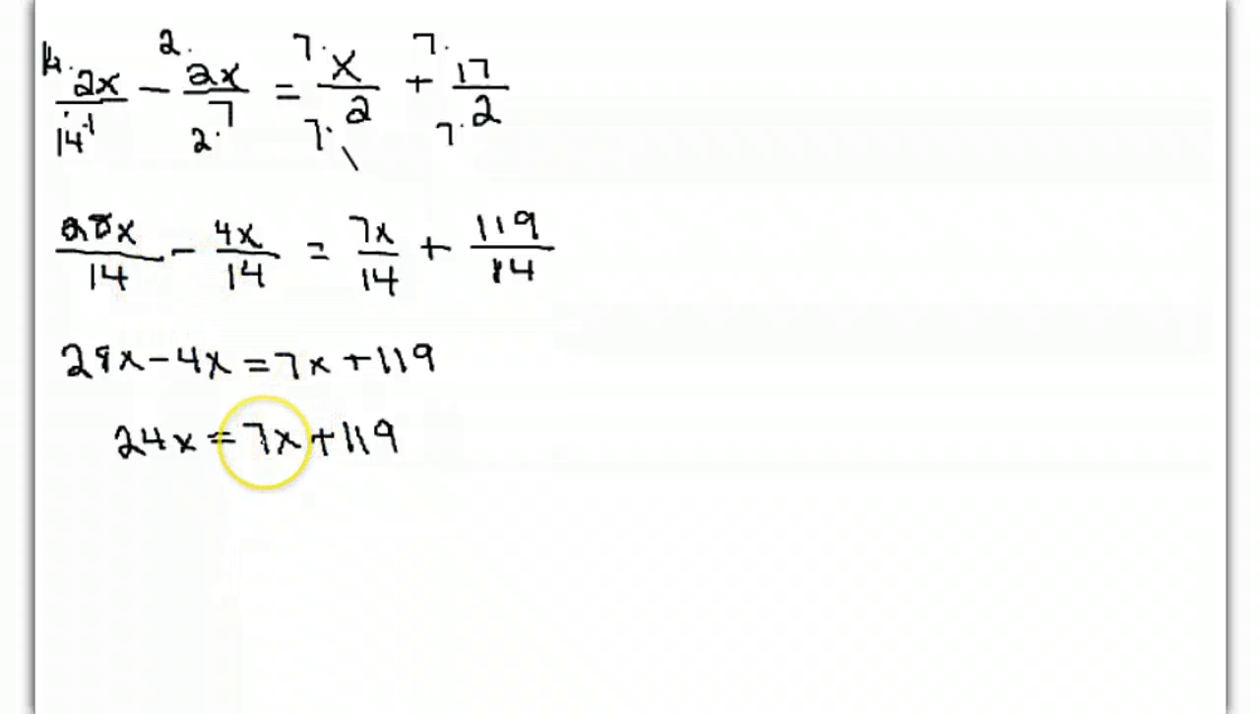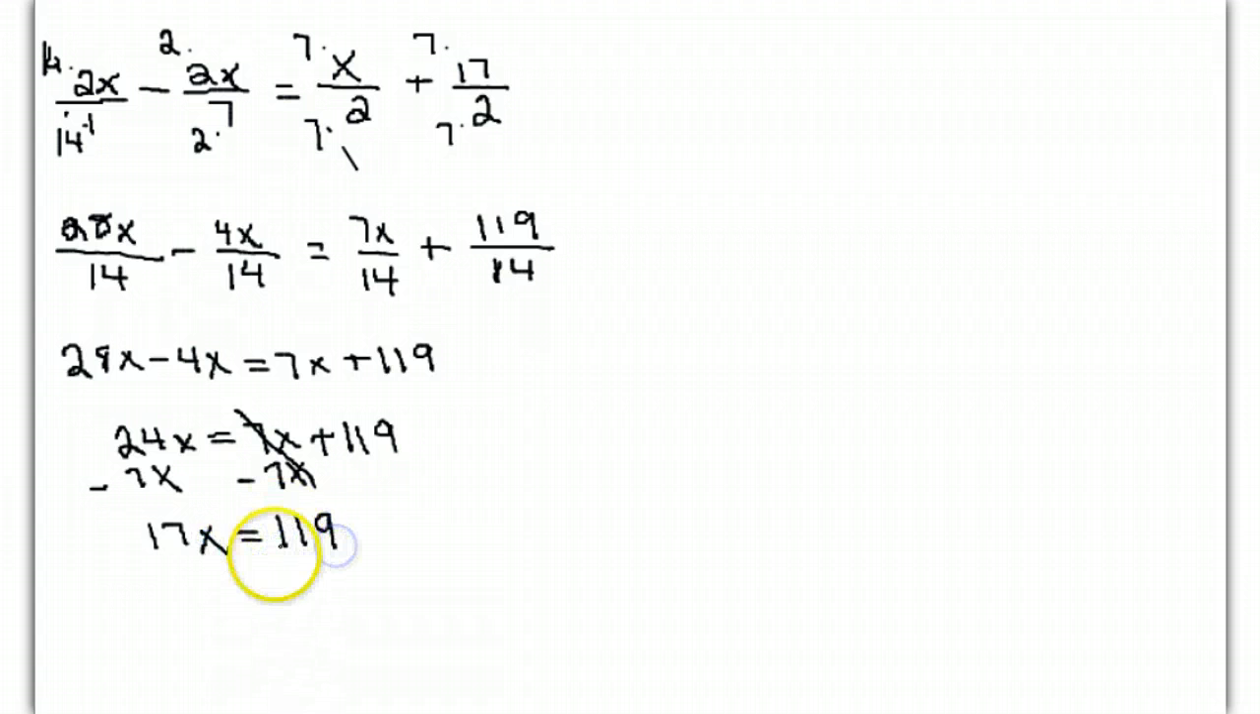Right now you've got 24x equal to 7x plus 119. You've got to get all x's on one side of the equation now. So you subtract 7x off the right side. 24x minus 7x is what? 17x equal to 119. And then how do you get the x by itself?